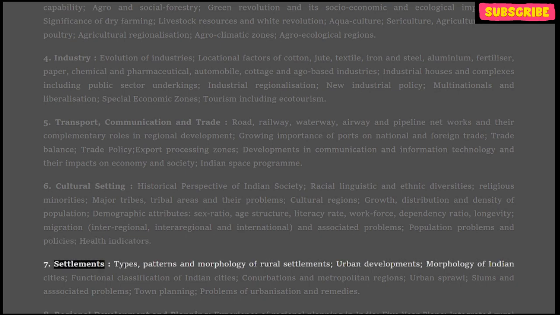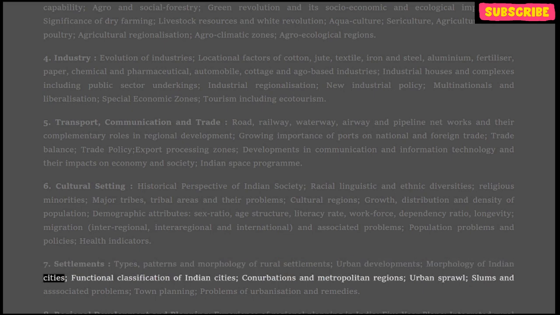7. Settlements. Types, patterns and morphology of rural settlements, urban developments, morphology of Indian cities, functional classification of Indian cities, conurbations and metropolitan regions, urban sprawl, slums and associated problems, town planning, problems of urbanization and remedies.